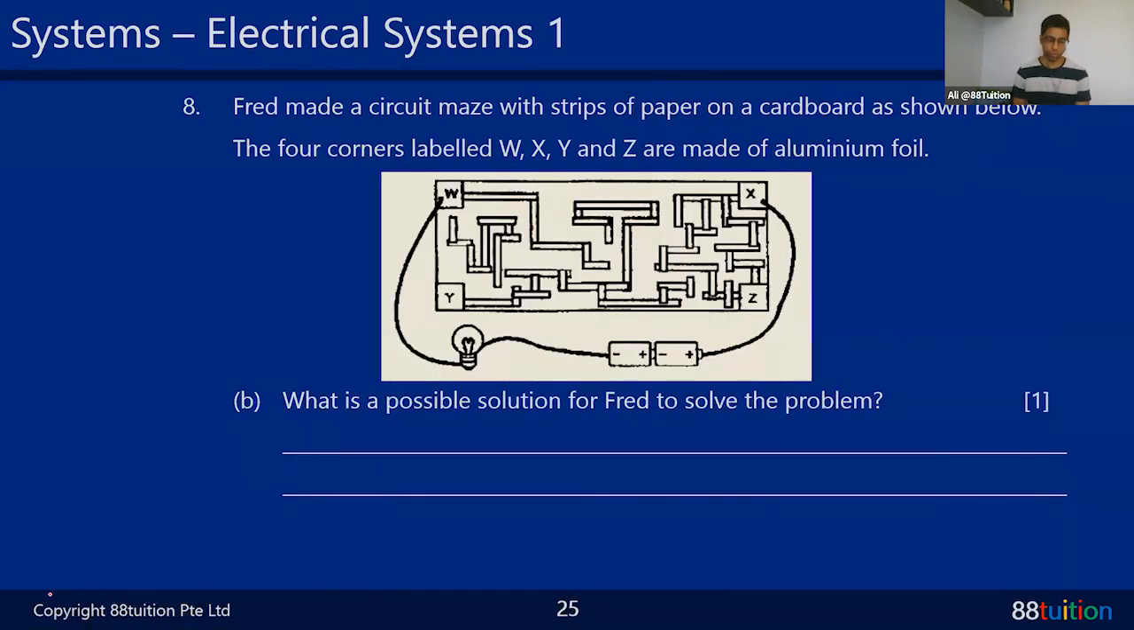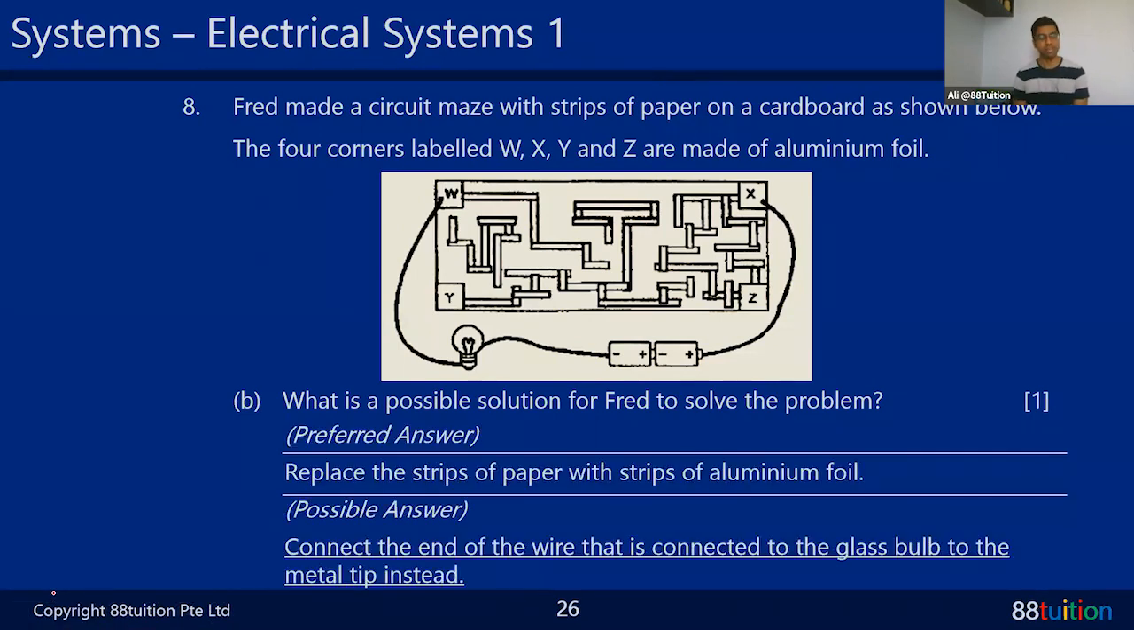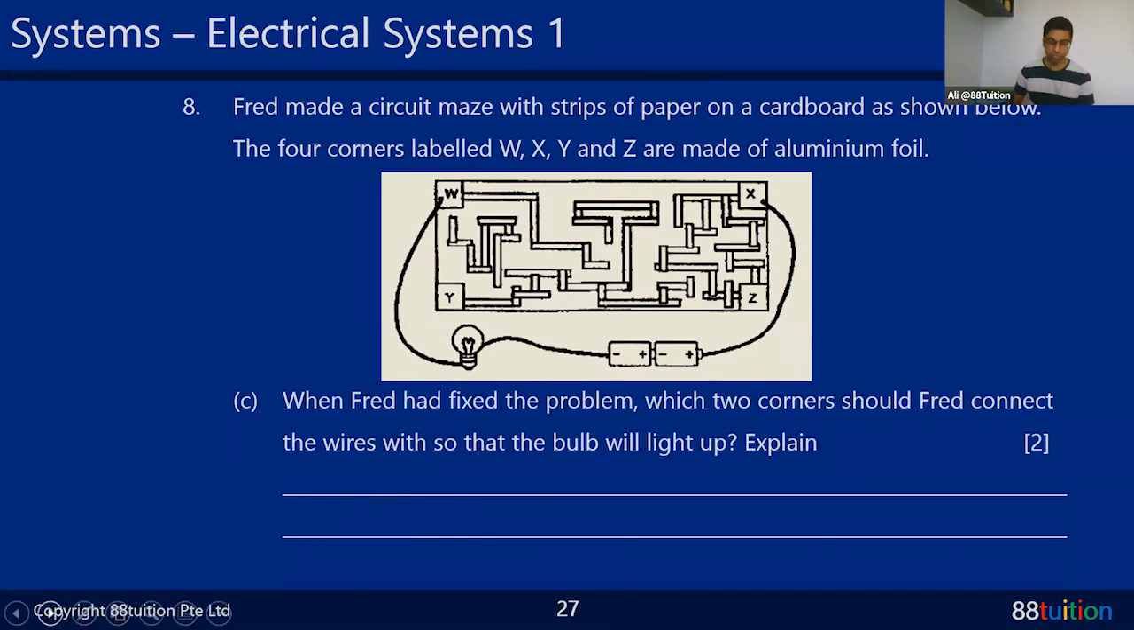What is a possible solution for Fred to solve the problem? You must replace the strips of paper with strips of aluminium foil, or you can connect the end of the wire that is connected to the glass bulb to the metal tip instead. In fact, he should do both, right? He should do both. Then only can he sort out the problems in his circuit. Okay, so that's the solution.